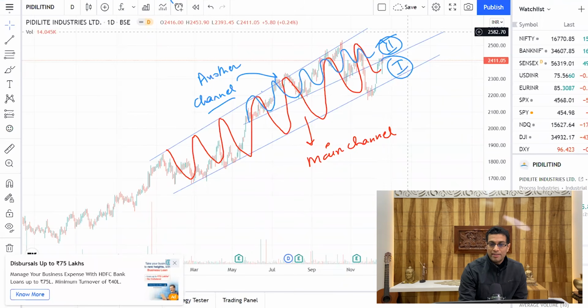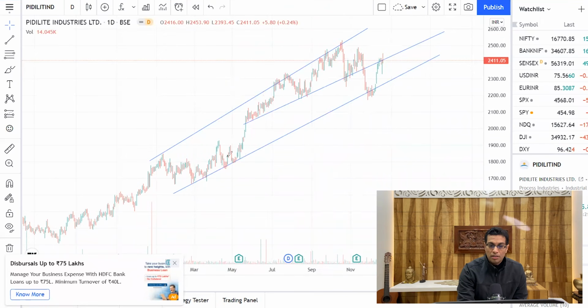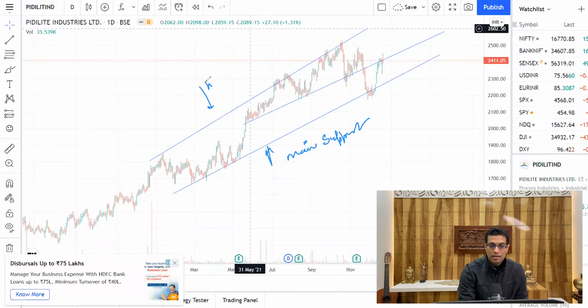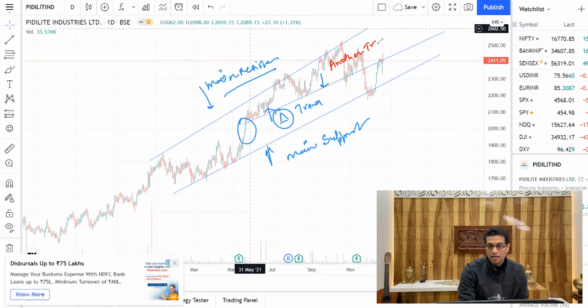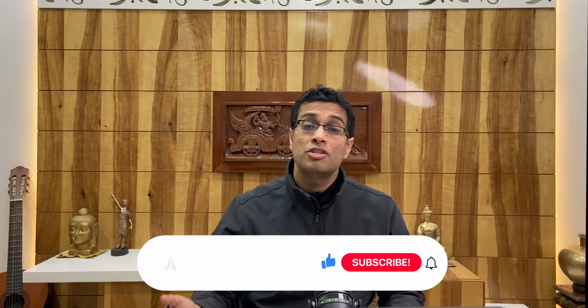I hope this concept is very clear, and let me do a very quick commentary on this so that it becomes clearer. This is your main line, and this is your main resistance line. Here there was a breakout, and then the stock changed its trend. So there was a change of trend, which led to the creation of another trend. Why is this important? Because you might have heard the phrase that the stock has undergone a trend reversal, or a stock has given a breakout, or a stock has broken down.